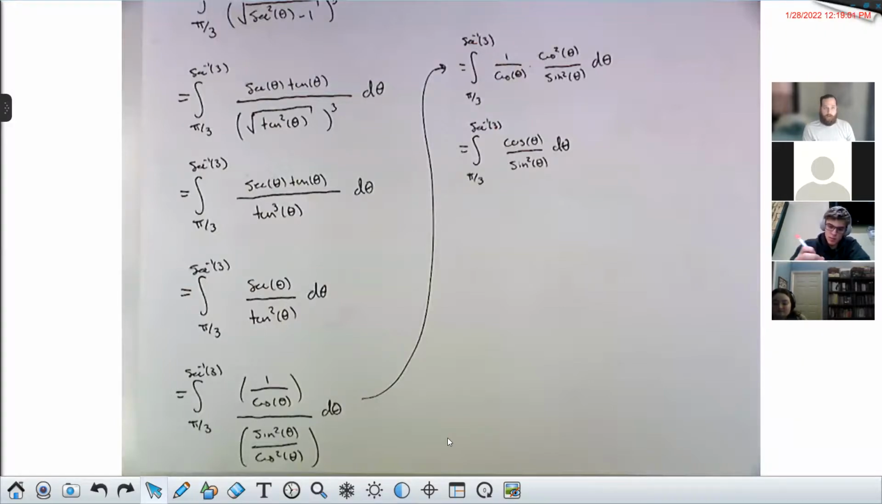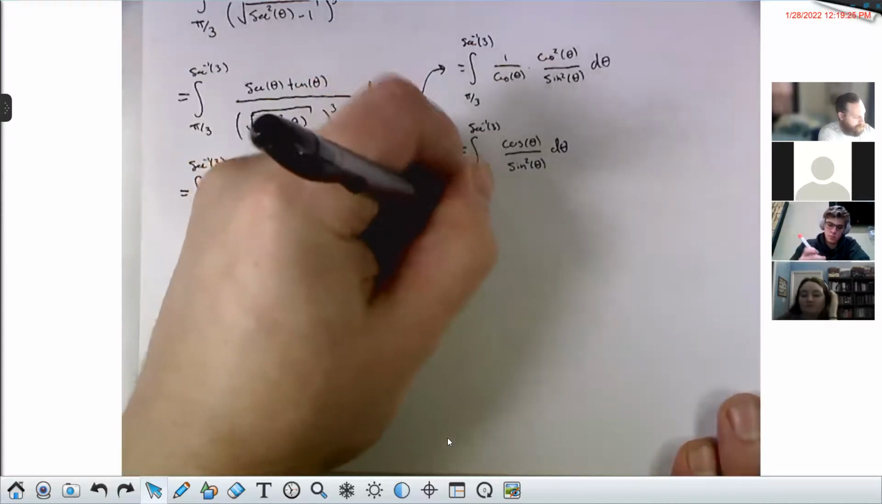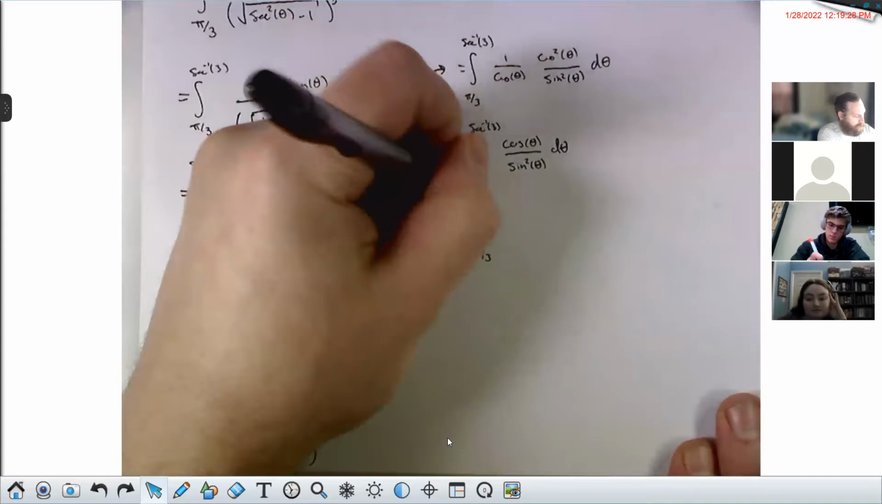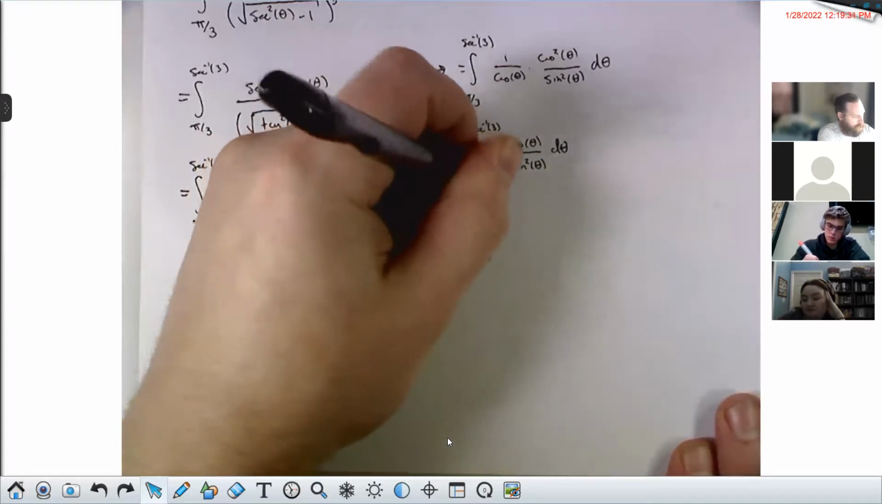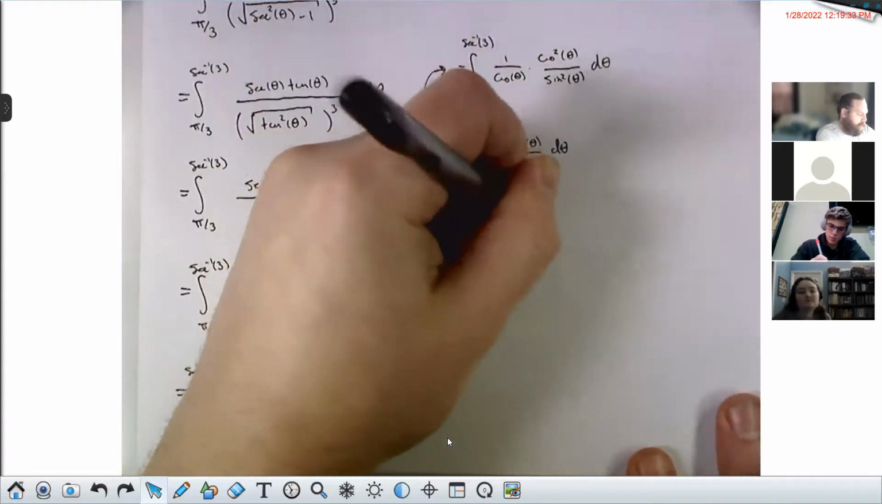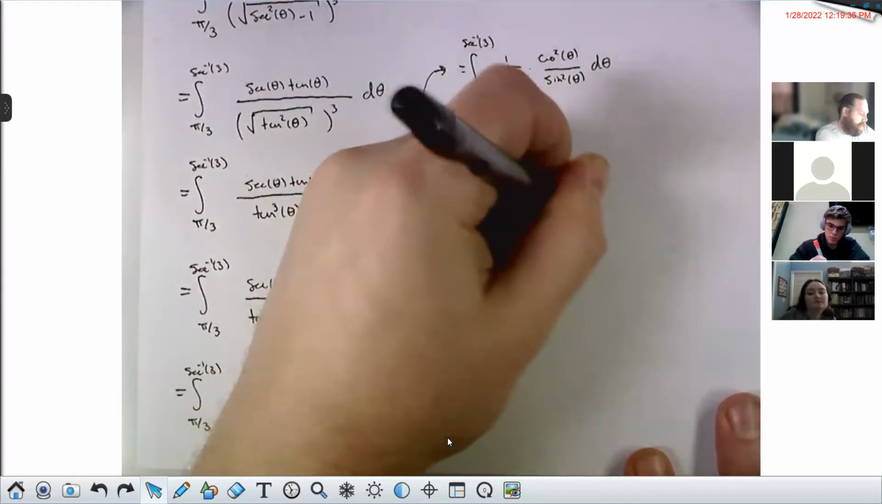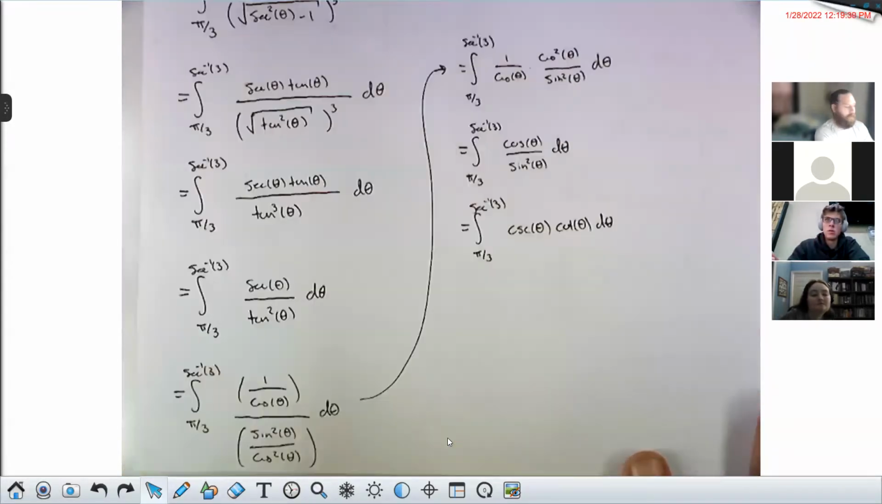One option here is to make a little substitution. z equals sine theta. dz would be cos theta d theta. And you'd integrate 1 over z squared, which is negative 1 over z. That would require changing your bounds a second time. It's a little bit of work. So my suggestion instead is to stay in trig land and rewrite this as cosecant theta times cotangent theta d theta. Either one is fine.